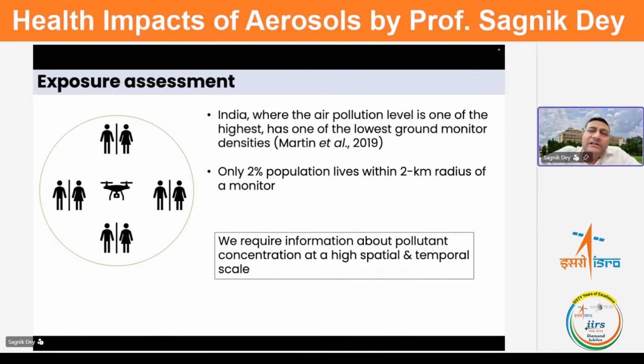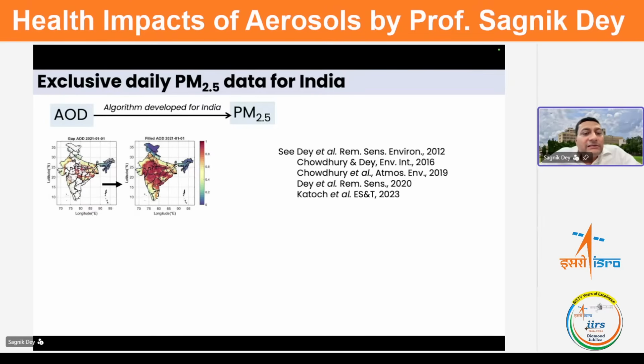And if you do actual measurements on the ground, you will see that air quality changes if you go far away from a monitor, because the spatial heterogeneity is too much. So how do we really do our job in assigning exposure to the population? And this is why an alternate methodology has evolved. We need information about air pollutants at a high spatial and temporal scale. The best alternative so far is using satellite derived information.